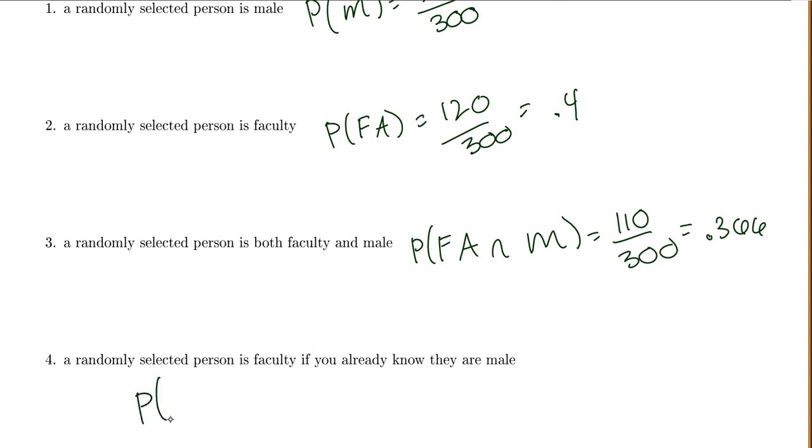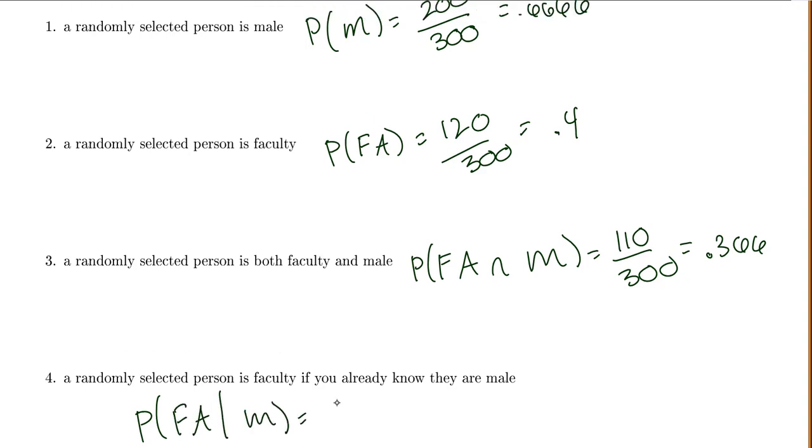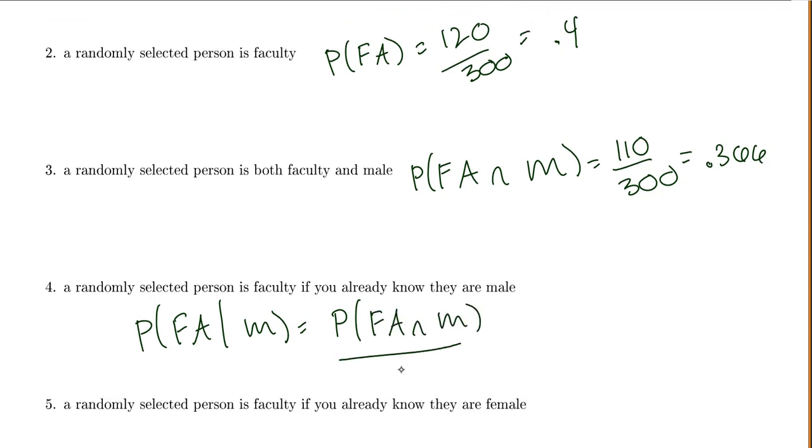Let's see, what's the probability that a randomly selected person is faculty if you already know that they're male? So the probability of faculty, if you know they're male. Let's go ahead and use our formula here. If you want to use the shortcut looking at the table, that's fine too. So this will be faculty and male divided by the probability of what you know, which is probability male.